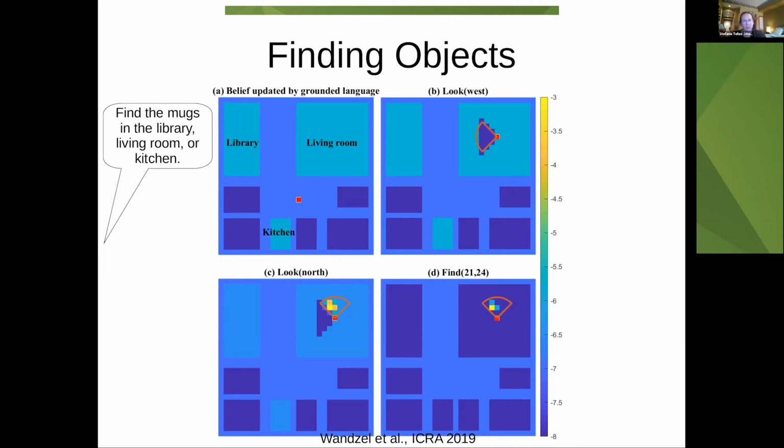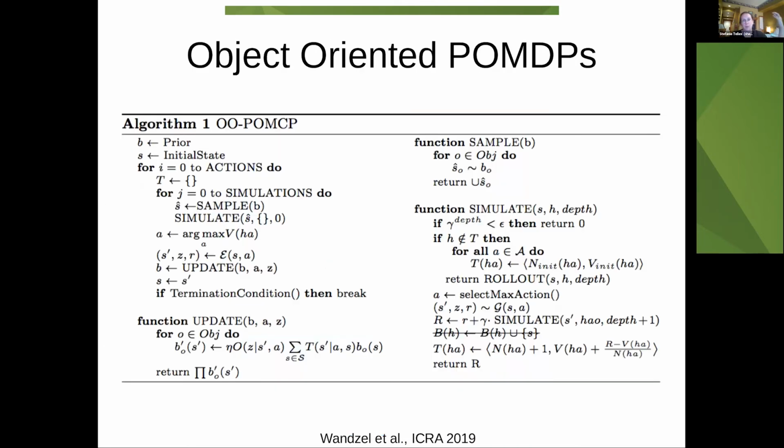So what we did is create a new kind of representation for POMDPs for this problem. We introduced the concept of object-oriented POMDPs, OO-POMDPs, where we factored the state space of the world in terms of objects. Then we showed that using this representation, we can derive an associated new inference algorithm. POMCP is the state-of-the-art algorithm. We derived object-oriented POMCP, OO-POMCP, a variant that exploits this factorization to get faster inference.